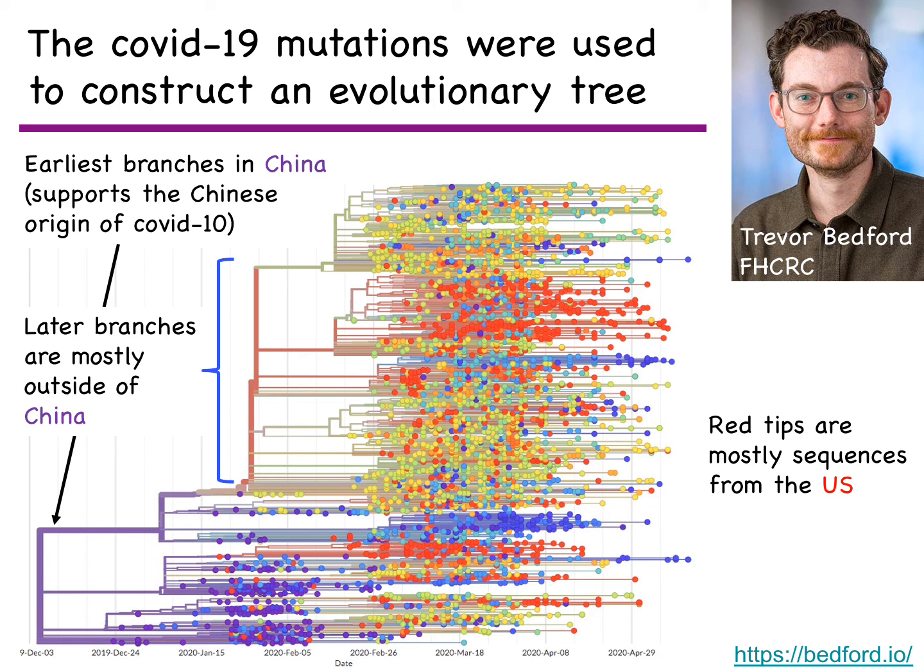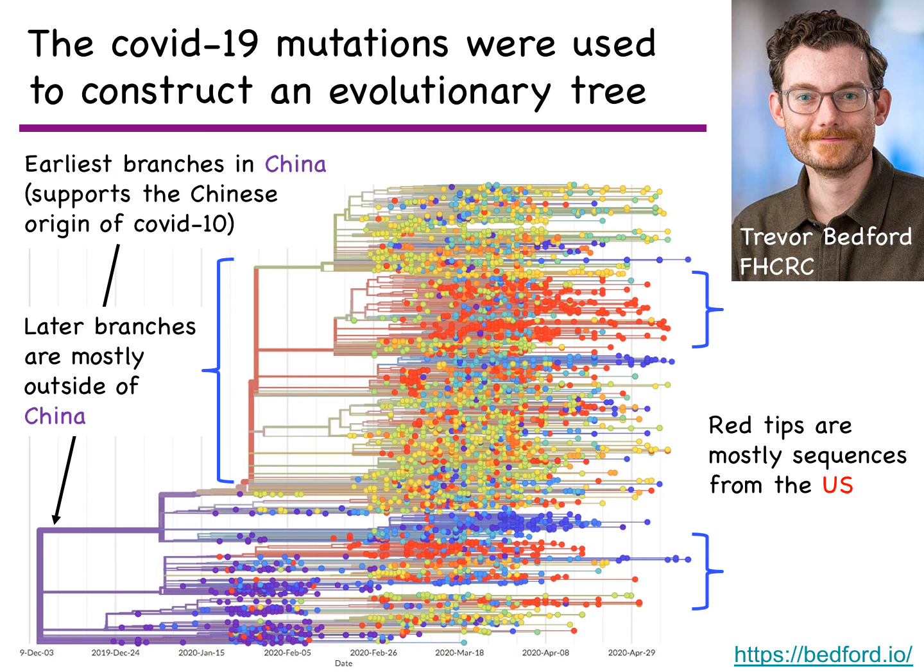The red tips, these little red balls, are mostly sequences that were obtained from samples of the virus that were collected in the U.S. The red balls actually represent North America, so some of them are from Canada, some from Mexico, but most of them are from the U.S. And then if you look closely at the red balls, you can see that they cluster mainly in two different locations. There's this top location and this sort of lower location.